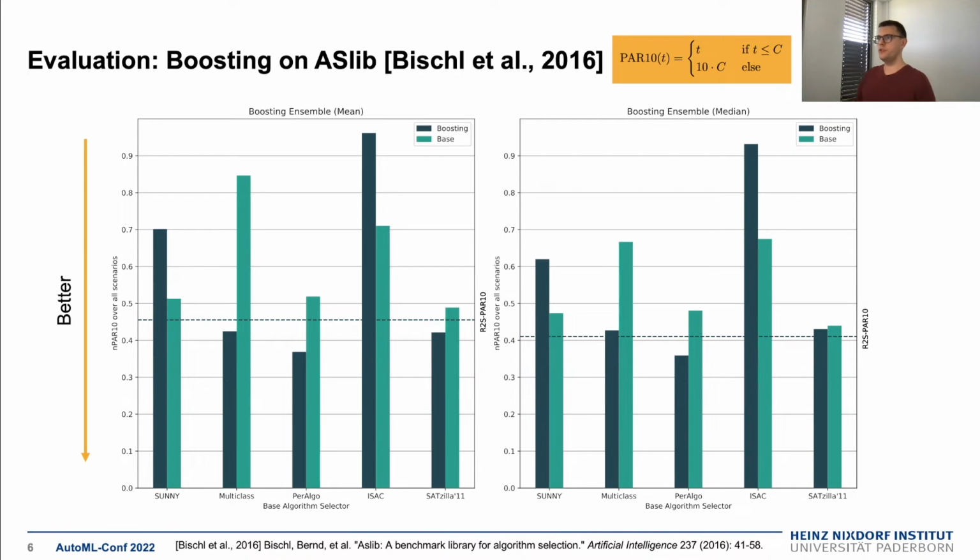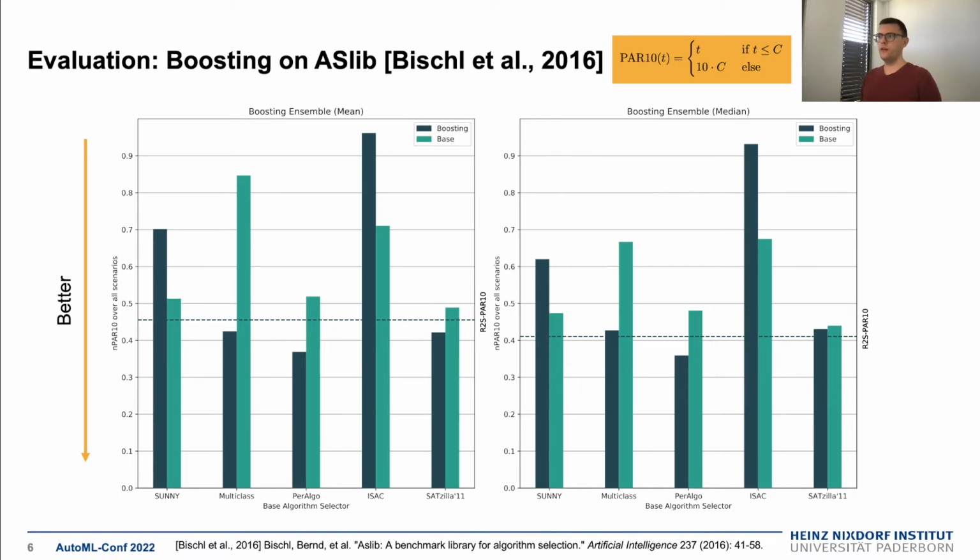Now, coming to the evaluation, you see some results here from the paper, namely on the algorithm selection library. And what we're going to look at is normalized par10 values. For those of you who don't remember, the par10 score is depicted at the top right. So the par10 of a given runtime, t, is basically t, as long as the runtime is smaller than a certain cutoff time c, or 10 times c if it's larger than that. Now, the normalized par10 score is just normalized to the unit interval, where lower values are better. That's all you have to know for now.